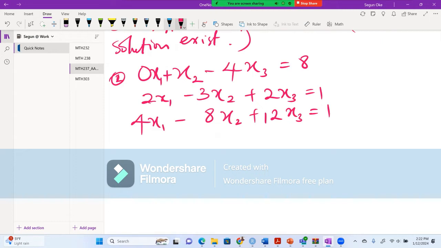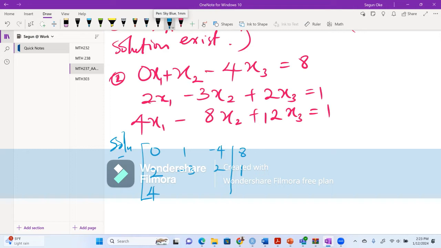So let's look at it. We need to extract the augmented matrix. So we have the first equation: 0, 1, -4, and our augmented entry is 8. We have 2, -3, 2, 1. We have 4, -8, 12.